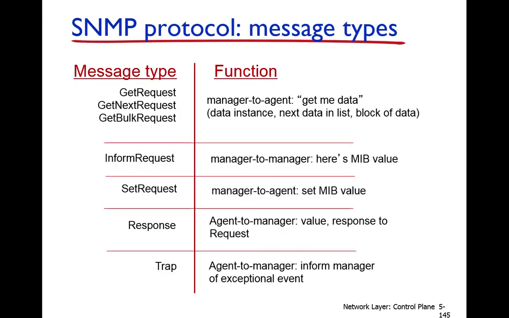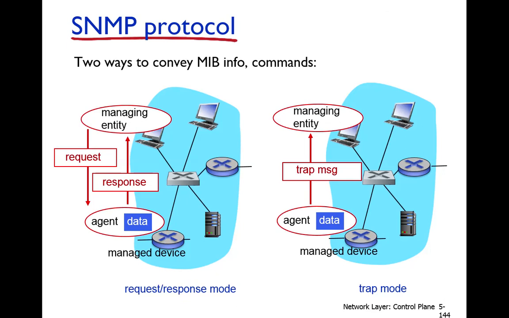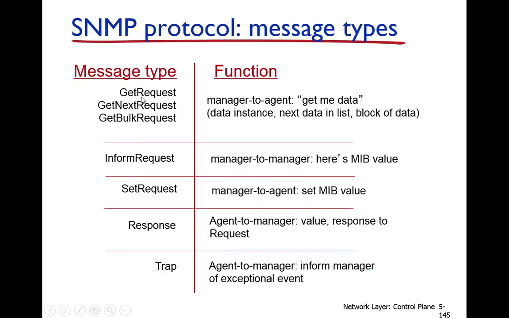As I have discussed, the managing entity, that is the server, and the managed devices talk to each other using a protocol. So we are discussing the SNMP protocol. This is one of the protocols used by the managed device and the managing entity. In SNMP there are different types of messages: get request, get next request, and get bulk request. These are the messages that are sent from the managing entity, from the server, to the managed device, to the agent.